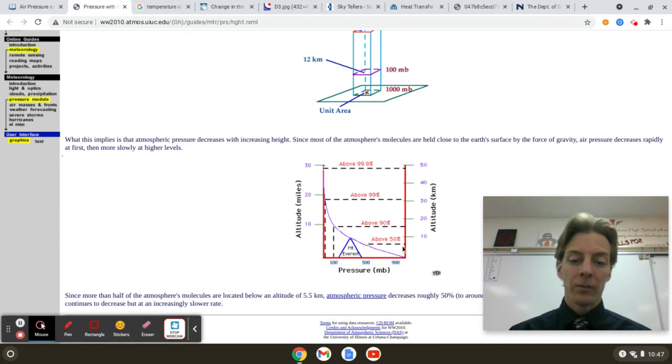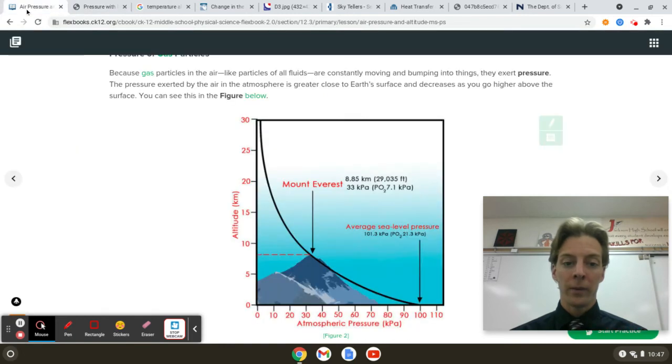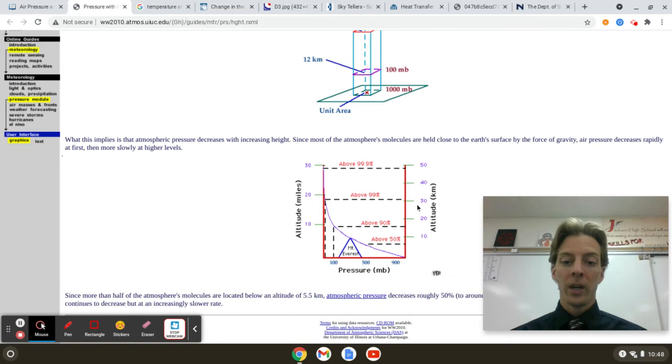So there you go, 50%. If you go to this height, you are above 50% of the air molecules. At this height, they did it in kilometers. At about 16 kilometers, you're above 90% of every air molecule. And at 30 kilometers, which is where this one cuts off, not the same scale, you're above 99% of every air molecule.